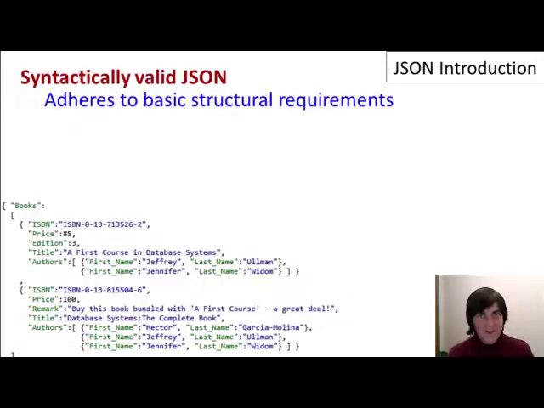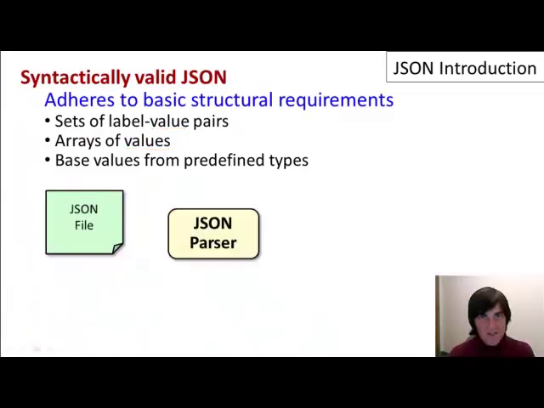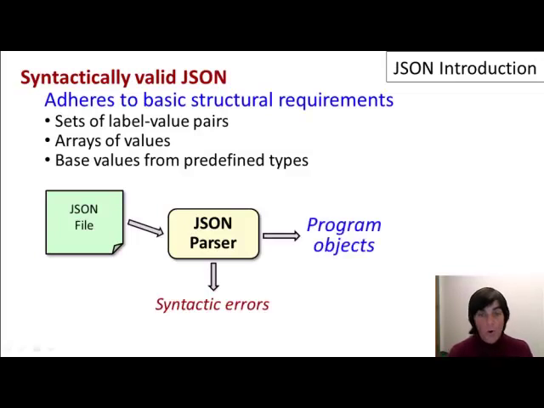So now let's talk about the validity of JSON data. JSON data that's syntactically valid simply needs to adhere to the basic structural requirements. As a reminder, that would be that we have sets of label value pairs, we have arrays of values, and our base values are from predefined types. And again, these values here are defined recursively. So we start with a JSON file, and we send it to a parser. The parser may determine that the file has syntactic errors, or if the file is syntactically correct, then it can be parsed into objects in a programming language.